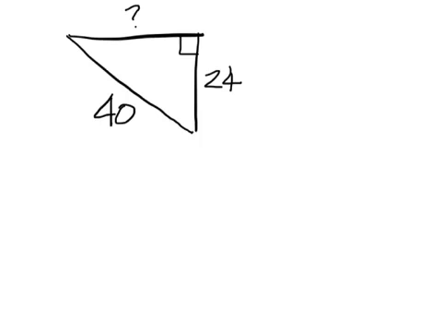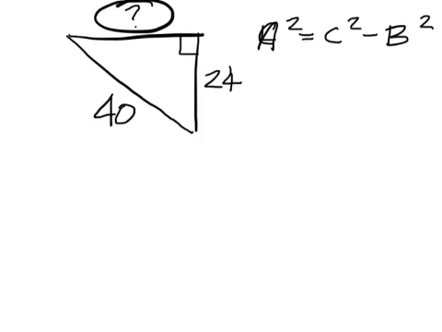Another example is this. We have a right triangle in which we know the hypotenuse is 40, and one of the legs is 24. We're missing the other leg. Use this variation of the Pythagorean theorem: a squared equals c squared minus b squared. A squared is the side that's missing. We don't know that, or at least A is.